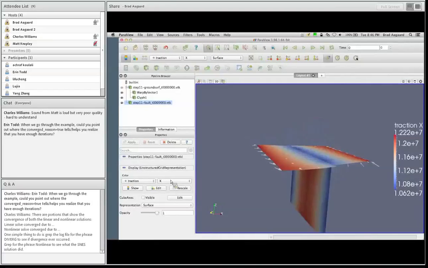Our static simulation isn't nearly as interesting as our dynamic simulations or even our quasi-static. Are there any questions on this very simple static problem?